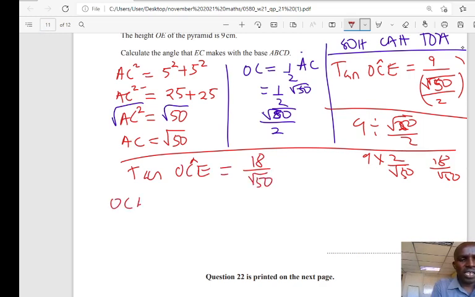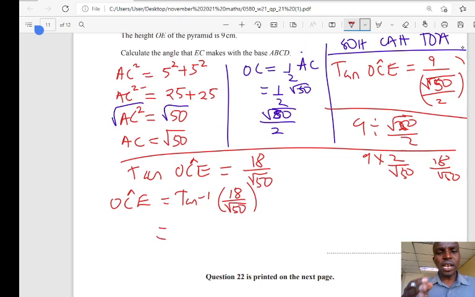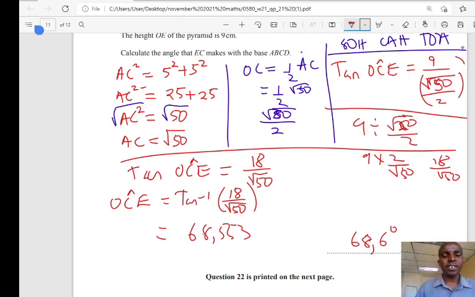It will be OCE is equal to tan inverse of 18 over root 50. Then you find your calculator. You say second function tan, then 18 divided by root 50, 68.5... 0.553, then it will be 68.6 degrees to 1 decimal place. Then you can say done. Right, next question.